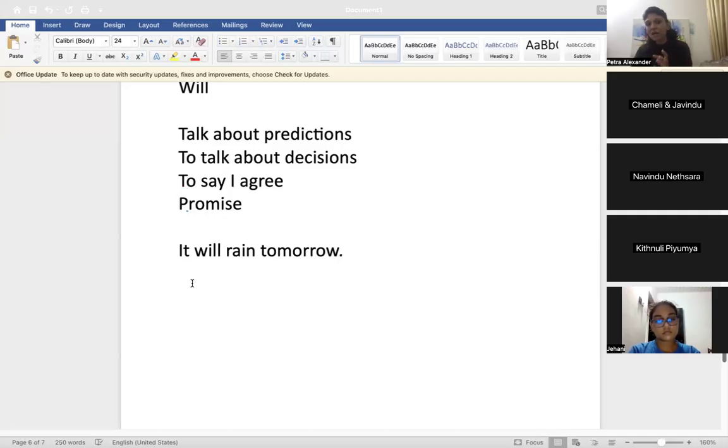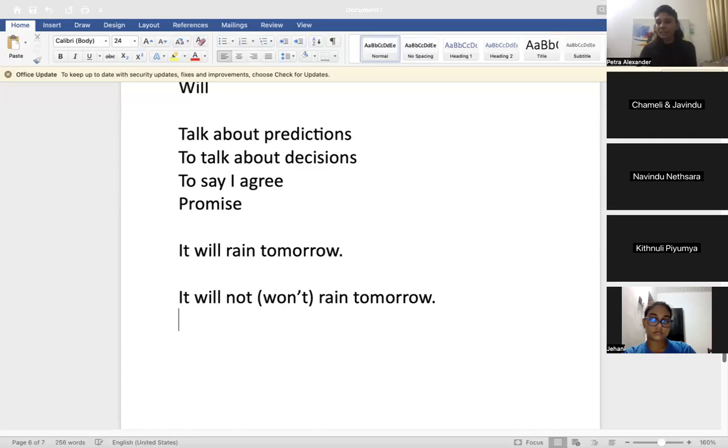How do we say that it won't rain tomorrow? It will not. So the contraction form, we say it won't. It's very famous. It won't rain tomorrow. Right? And for a question, we take will out. Will it rain tomorrow?